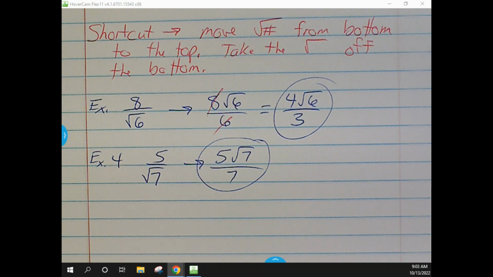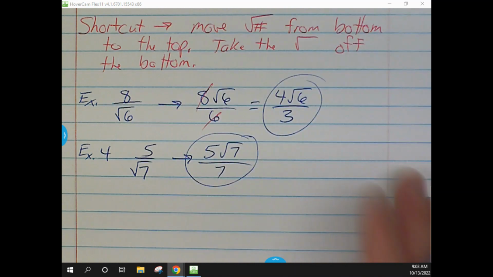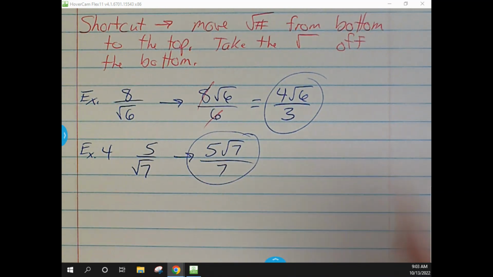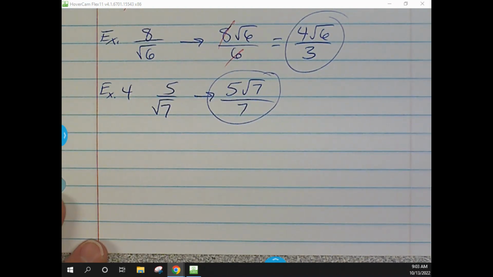Technically we're multiplying by the radical. The shortcut is, again, we're just going to move the square root from the bottom to the top and then just give me the number on the bottom. All right, now here's where we're going to go one more step with this one. So let me flash back to the unit circle here real quick. I'm going to complete a unit circle here.